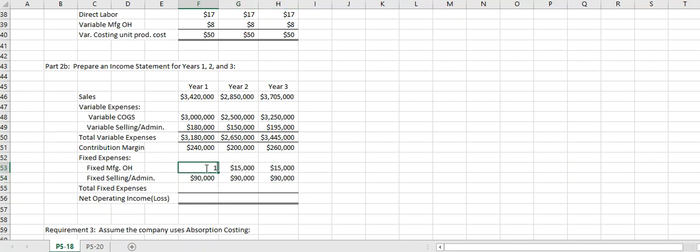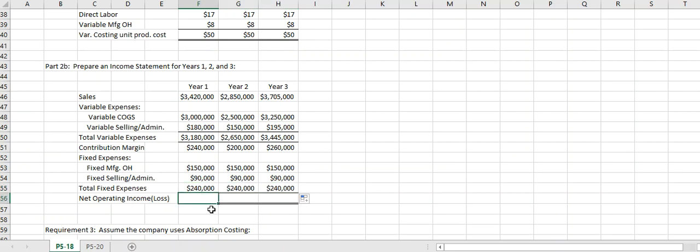Oops, I'm missing a 0 on my 150. There we go. Let's try that again. All right, so 150,000 fixed manufacturing overhead, 90,000 in selling and administrative. So then we can add those two things together and get our total fixed cost, which is 240,000 per year.